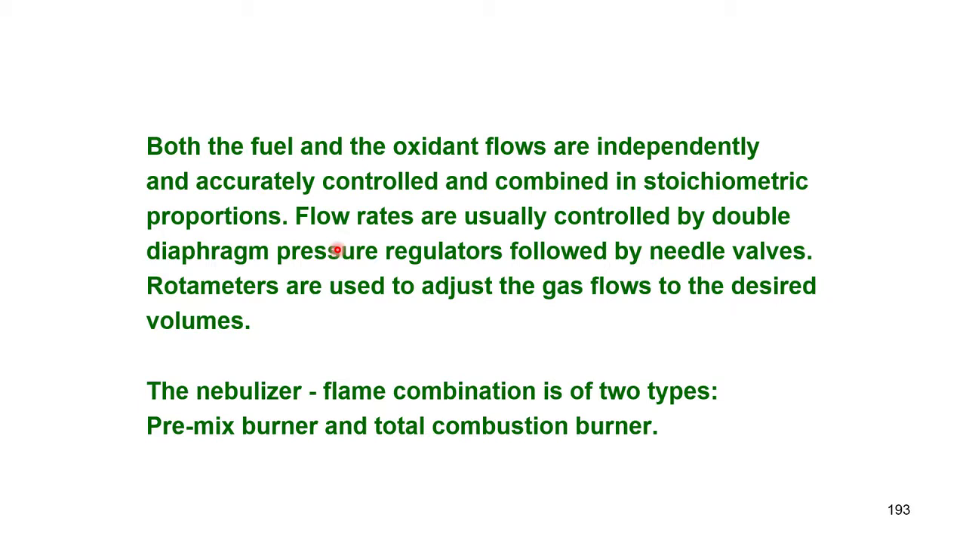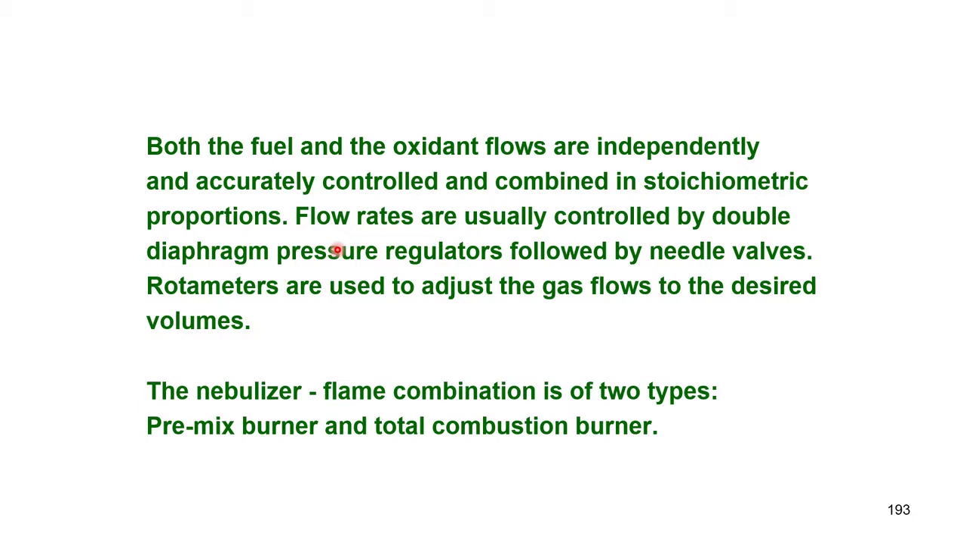They need to be combined in stoichiometric proportions, so that the flame is continuous, it does not put off. If the air is too much, the flame will put off. If the fuel is too much and air is less, it will put off. If air is more, again it will put off, and we want a continuous burning flame. So, the flow rates are usually controlled by double diaphragm pressure regulators. These are available in the market, or they can be controlled by needle valves. They are also available in the market.